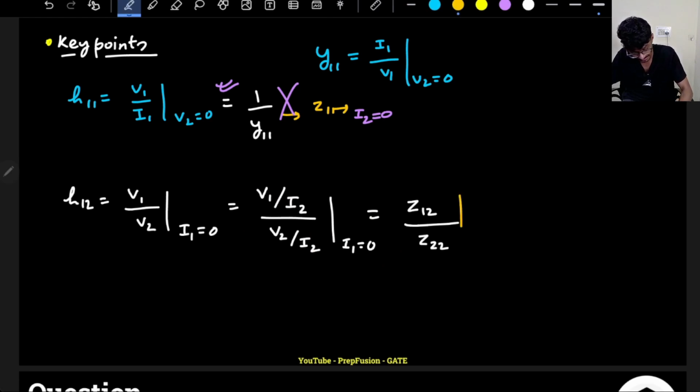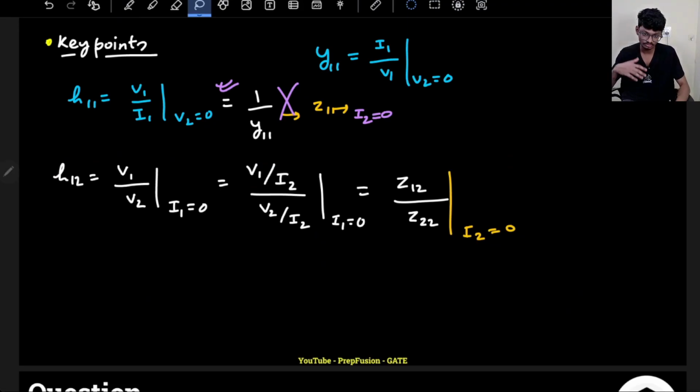But remember the condition: i2 is 0. Make sure this is not the same as y22 upon y12. Just keep that in mind. These are good things to know. Someday, if the y parameter and z parameter are given and you have to find the h parameter, you can directly use this method without doing any complex calculation. Directly use this method and find the y and h parameters.